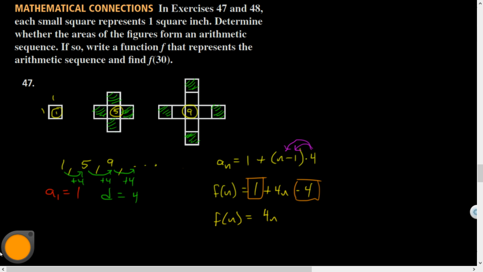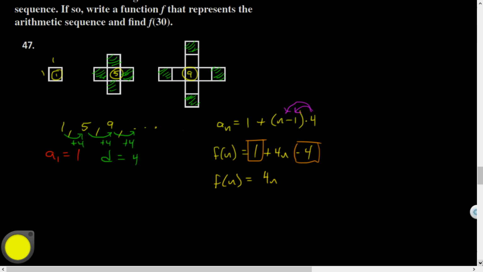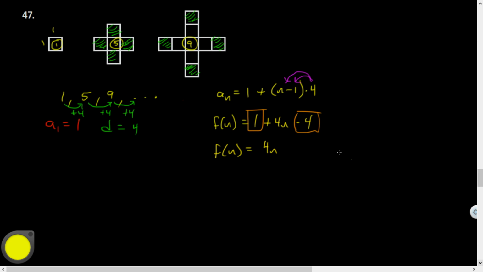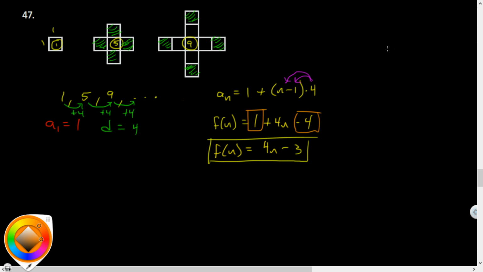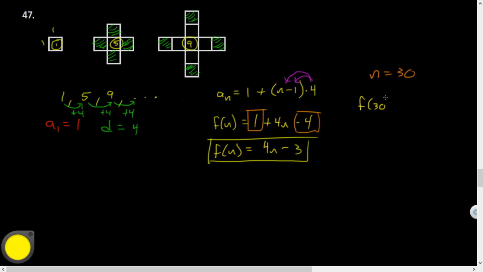1 minus 4 is what now? What's 1 minus 4 when I combine those like terms? Negative 3. So here's my function notation. And then they asked, what is the area of the 30th figure? All right, so for the 30th figure, n would equal 30. And we'll use the function notation. So that would say f of 30 is going to equal 4 times 30 minus 3.